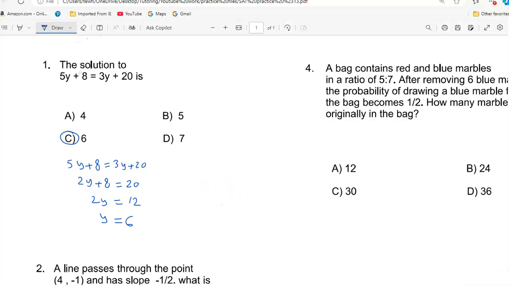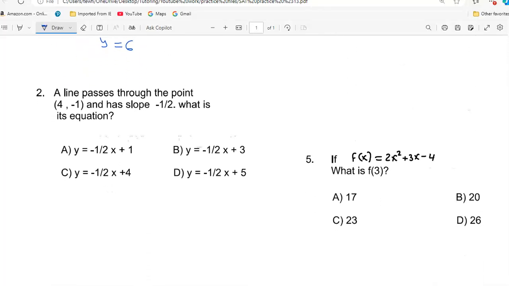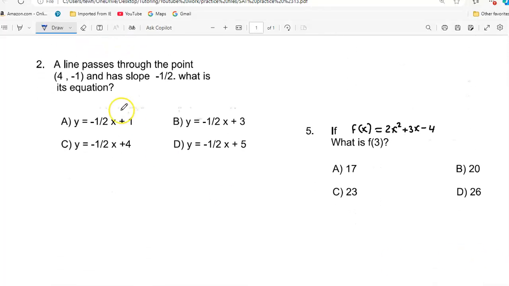For the second one, a line passes through the point (4, negative 1) and has slope negative 1/2. What is its equation? What's the equation of this line? So what's given? We have a point, we have a slope. It will be easier if I use the point-slope formula, which is y minus y1 equal m times x minus x1.